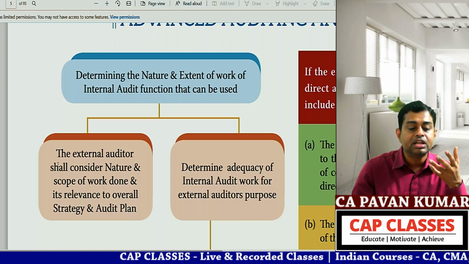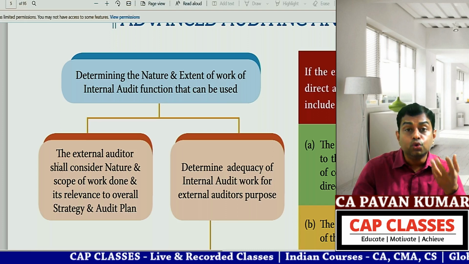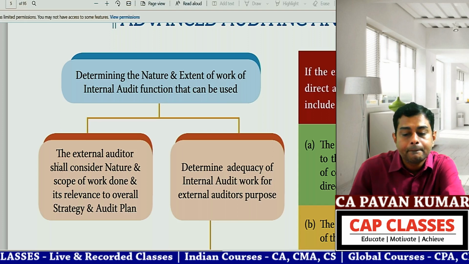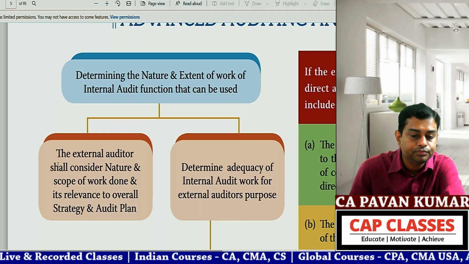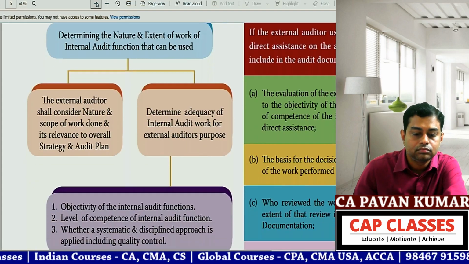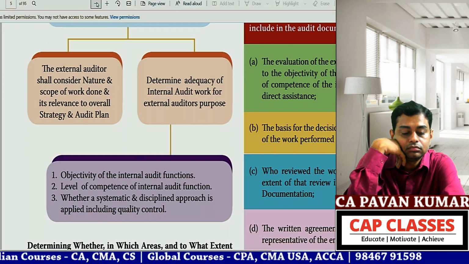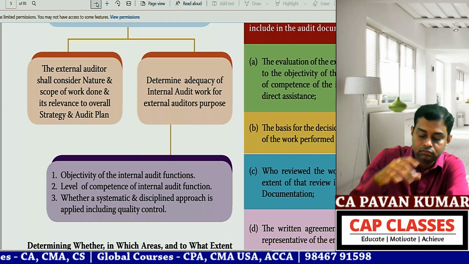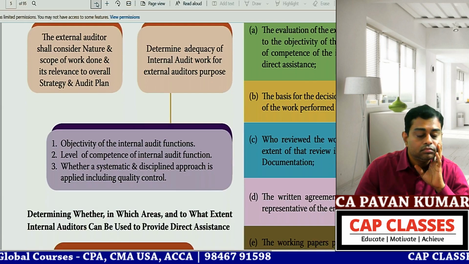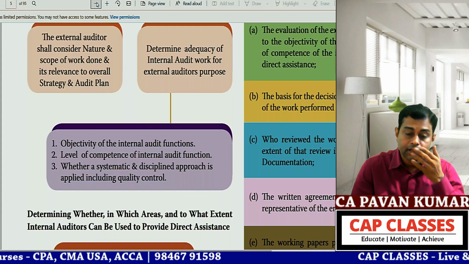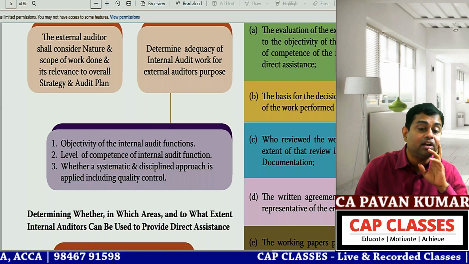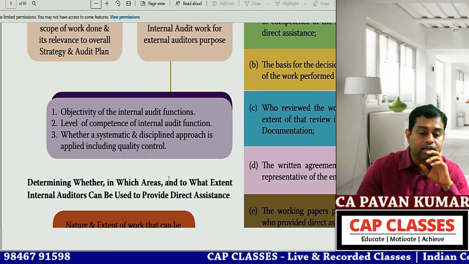So what we are basically discussing is whether we, the statutory auditors, can use the work of internal auditors. That is the question. So Susan, can you read this? Yes, sir. Determining the nature and extent of work of the internal audit function that can be used. The external auditor shall consider the nature and scope of work done, and its relevance to the overall strategy and audit plan. Determine the adequacy of internal audit work for the external auditor's purpose: objectivity of the internal audit function, level of competence of the internal audit function, and whether a systematic and disciplined approach is applied, including quality control. So one is objectivity of the internal auditor, second is competence of the internal auditor, third is approach of the internal auditor.